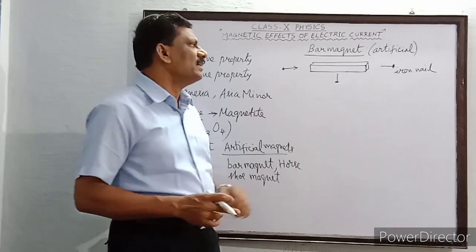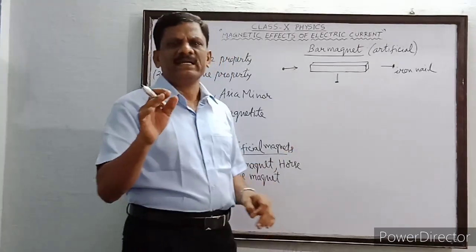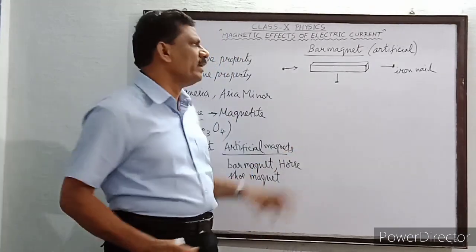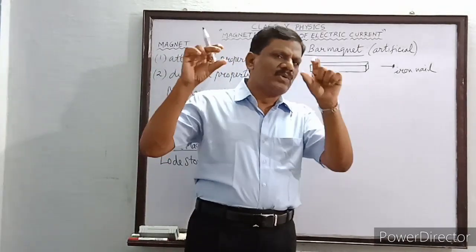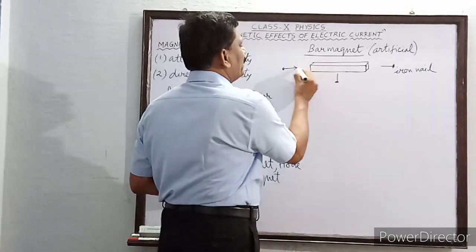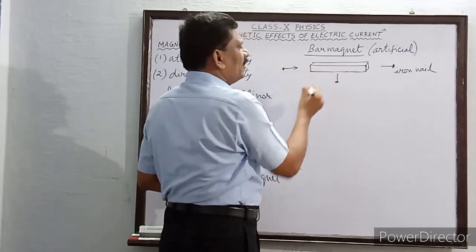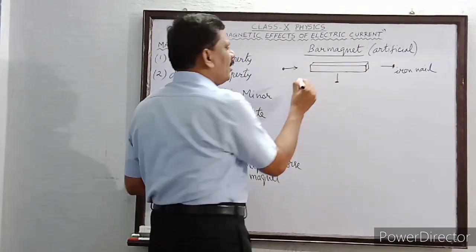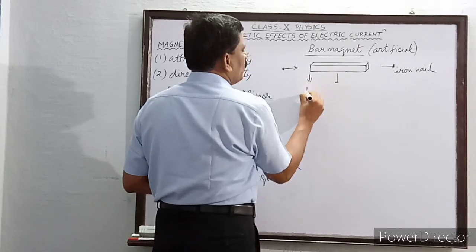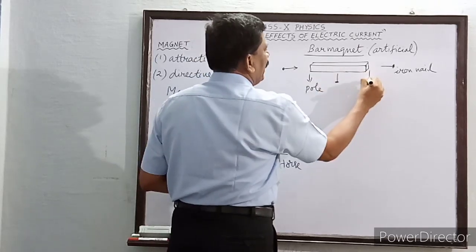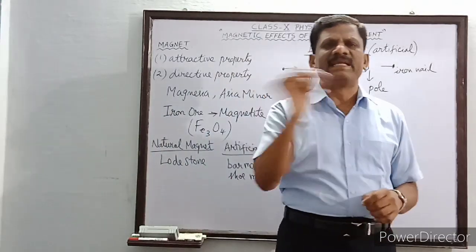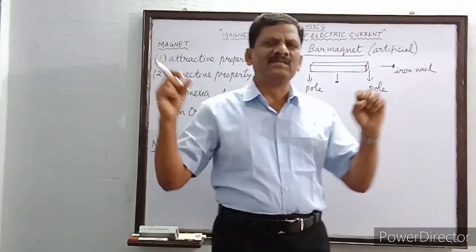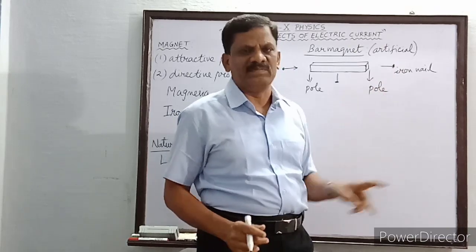Okay, sometimes. So it is found that the attraction is maximum only at the two end points of the magnet, and these two end points where the attraction by this nail is maximum are called the magnetic poles. So this is one pole and this is another pole. So a pole is that end of the magnet where the attraction by this iron nail is maximum.